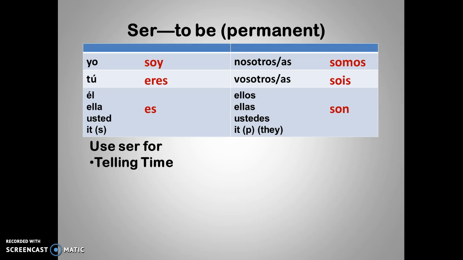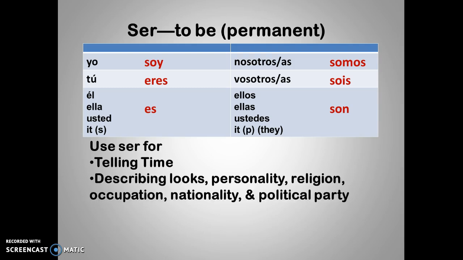Now, what do you use this verb for? Our unit that we are going to end this trimester with is telling time, and because time is an it, we are going to only use it singular and it plural form, so we will only use es and son. At the beginning of next trimester, we will also use this verb to describe permanent things, your looks, your personality, your religion, your occupation, your nationality, and political party, and those things do change over time, but they don't change hour to hour, day to day.